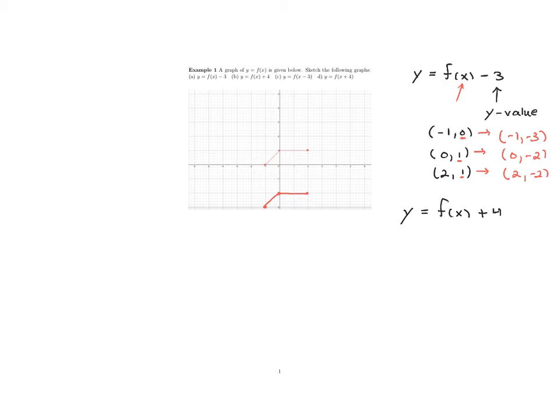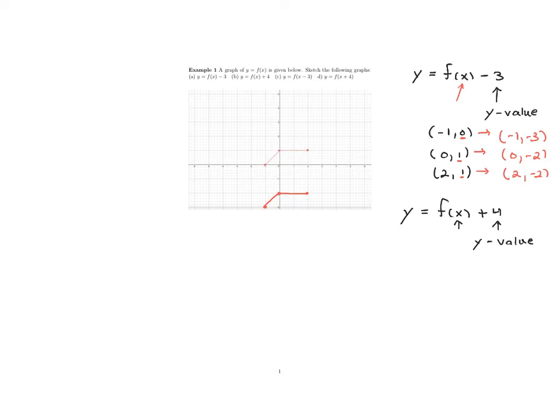same question. Am I changing the x values or the y values? If I look at this function, nothing is happening to this x. The only thing that's happening is outside the function. So this is only changing the y values. And in fact, we're adding 4 to every single y value. So I could list the points out again, do this whole process over, but instead, why don't we just go to the original graph, and look at each y value and just increase it by 4.